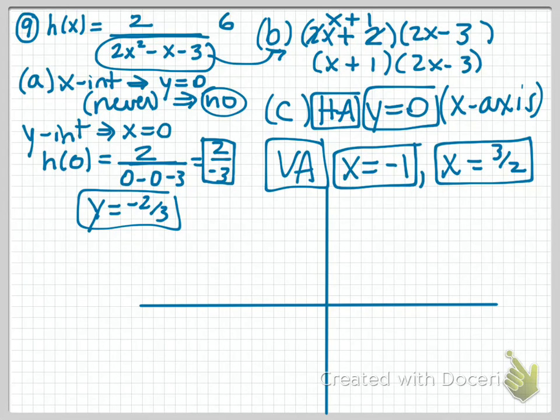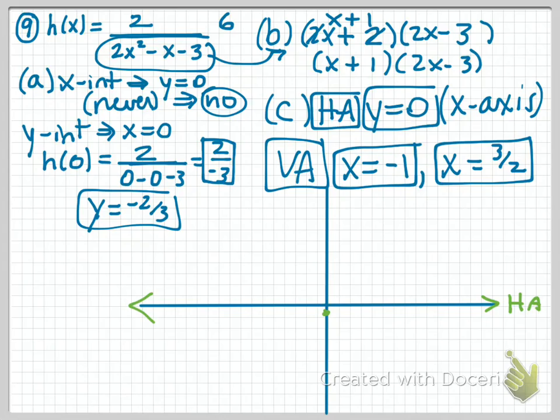So let's start back at the beginning. We had no x-intercepts, but we do have a y-intercept at negative 2/3, so that happens somewhere along in here. So there's my y-intercept. We then discovered that our horizontal asymptote is the x-axis, sitting here in the middle. And our vertical asymptotes, we have 2. One is at negative 1, so we'll put that on here.